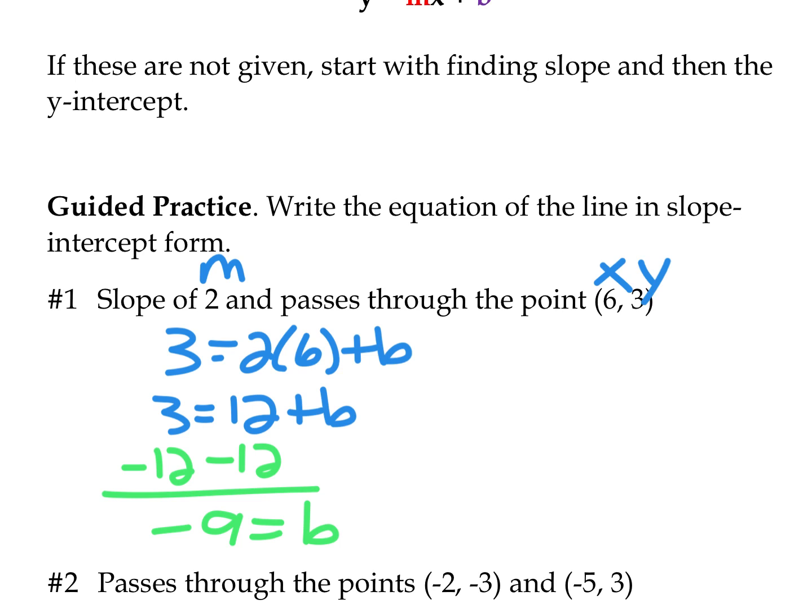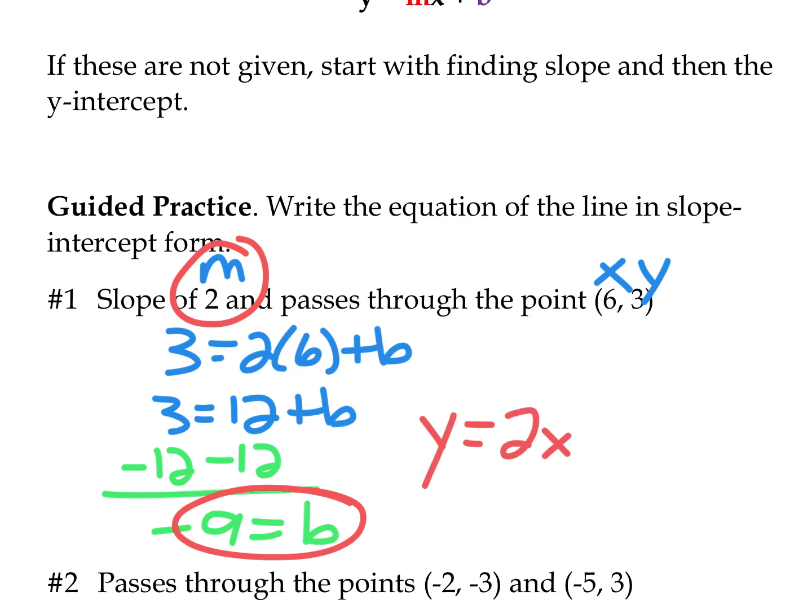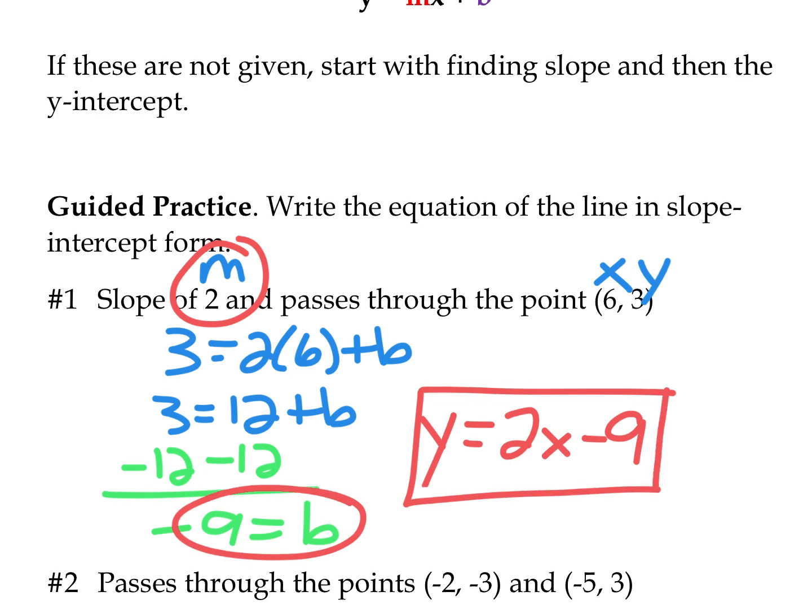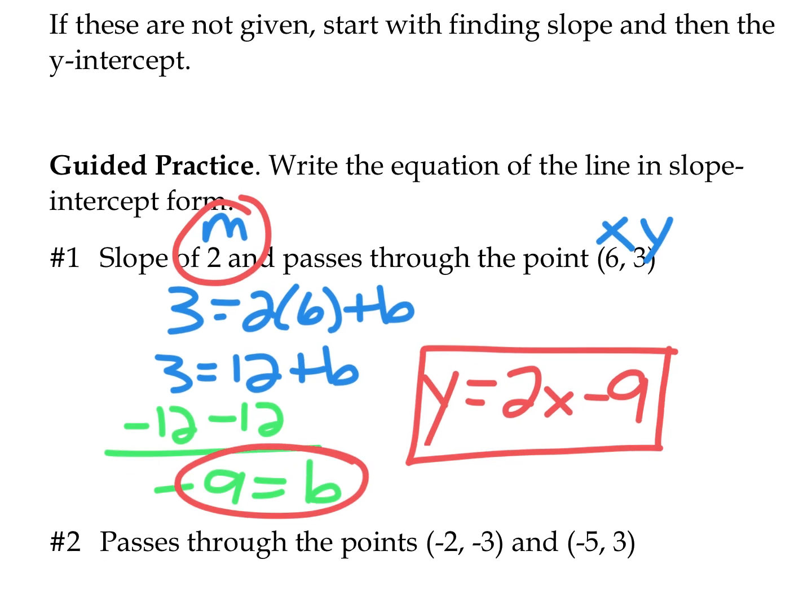So now I have my m and I have my b. And I can write my equation y equals 2x minus 9. That would be the equation of the line with a slope of 2 that goes through the point 6, 3. So we use what we do have and we solve for the piece that we don't know, the y-intercept.